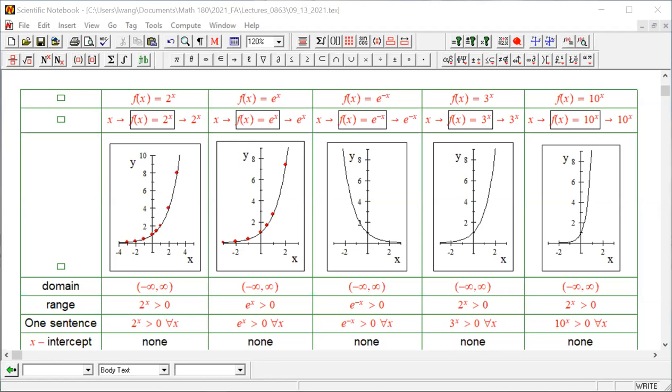Exponential functions. Within all those exponential functions, f of x equals 2 to the power of x, e to the power of x, and so on, you want to choose one of them, maybe e to the power of x, and then look at the graph, look at the equation, the function, and start from there and expand that property to all those exponential functions: same domain, range, intercept, and so on. Okay, Professor. Thank you so much. I really appreciate it.